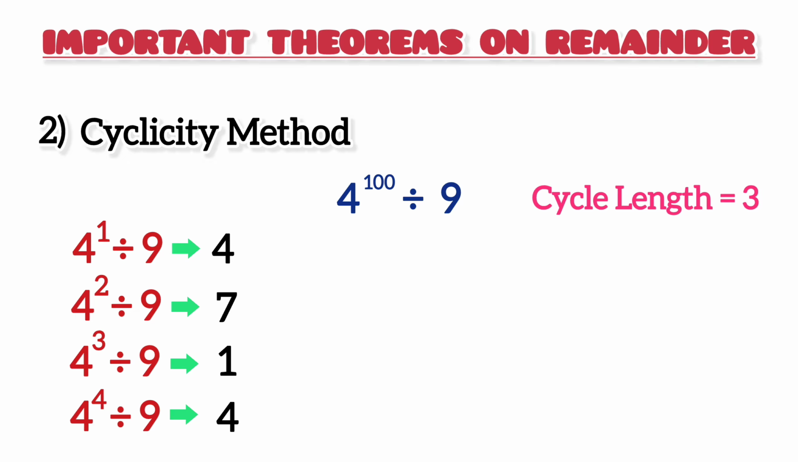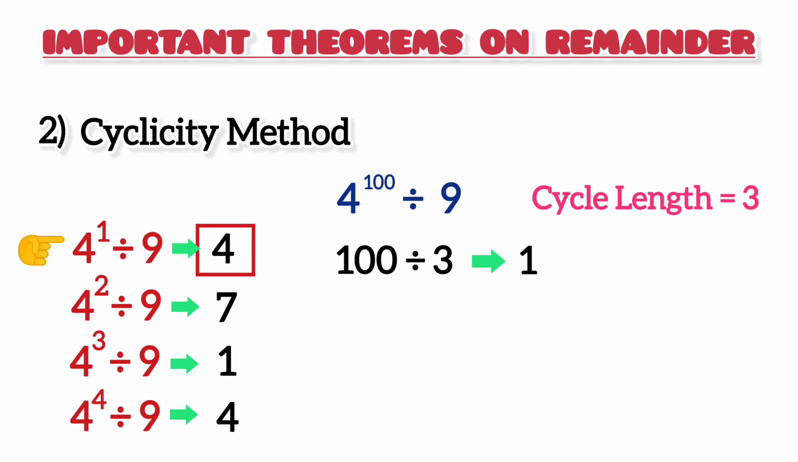And to find the remainder of 4 raised to the power 100, divide the power 100 by the cycle length 3 and note the remainder. Here the remainder is 1. 1 means the first in the cycle, and the first in the cycle is 4. If the remainder was 2, we look for the second term in the cycle. If the remainder is 0, we look for the last term in the cycle. Since here the remainder is 1, the final remainder is 4.